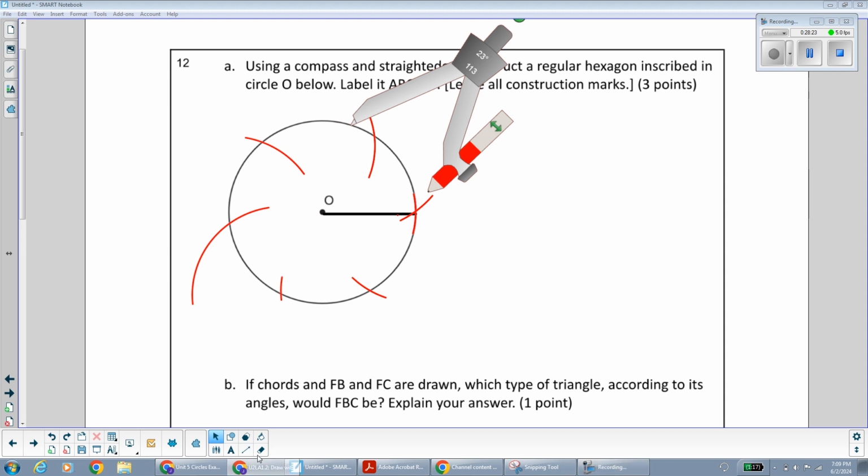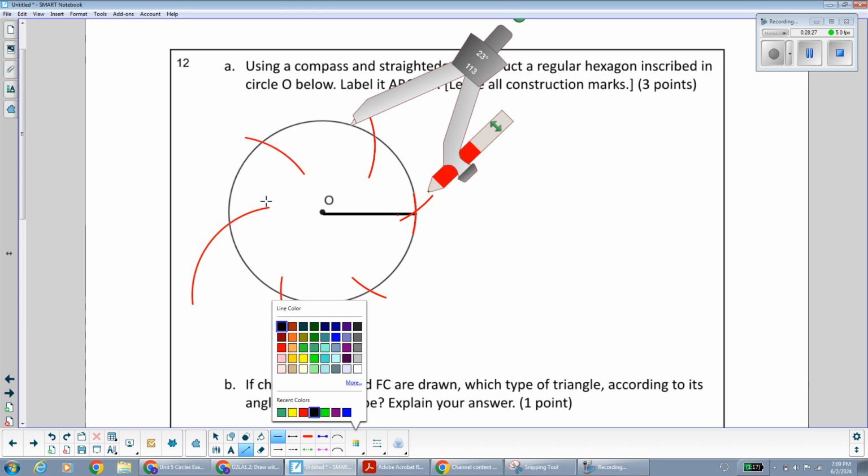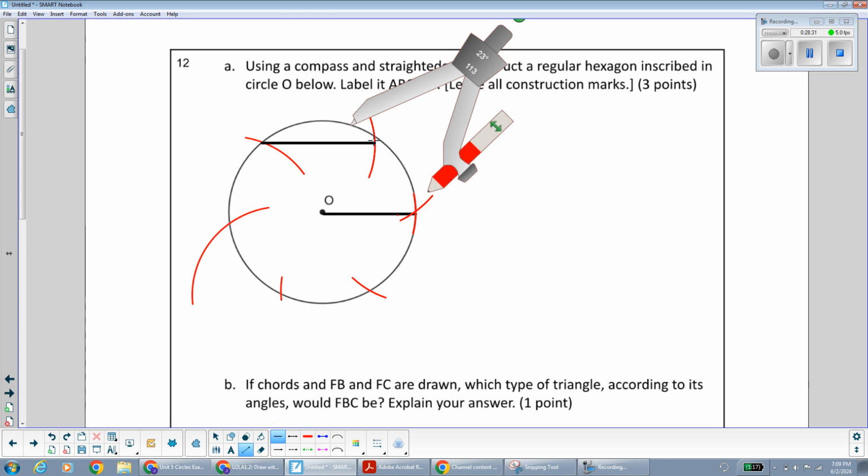Now, all we're going to do is take our straight edge. Let me get a different color. All of those points where my arc intersected the circle, I'm going to take those points and connect them together. And what I should get here is an equilateral hexagon. Once again, mine's not 100% accurate because I did it on the computer. It's a little bit hard to do this on the computer. Yours will look better when you do it on paper.